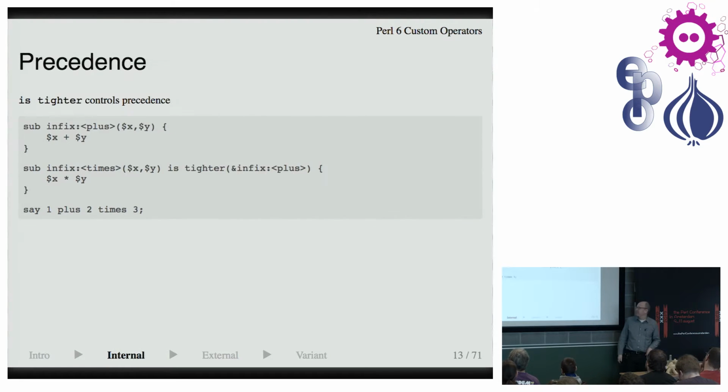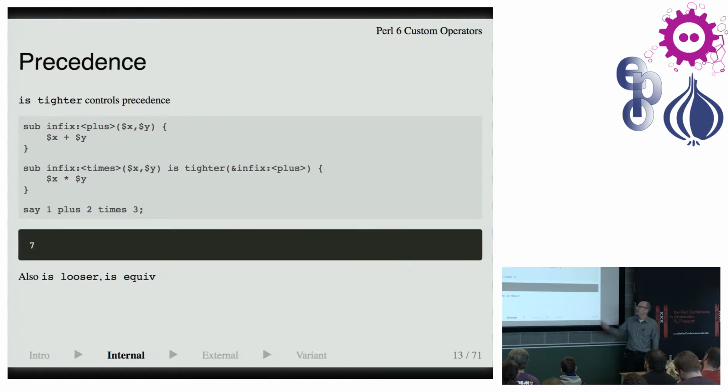Precedence, right? Luckily, you can specify the precedence of your operators. So if you want to say that times is a tighter precedence than plus, you add is tighter here afterwards. Is tighter takes an argument. That's another operator. So precedence is all relative. Now 1 plus 2 times 3 is 2 times 3 plus 1, 7.